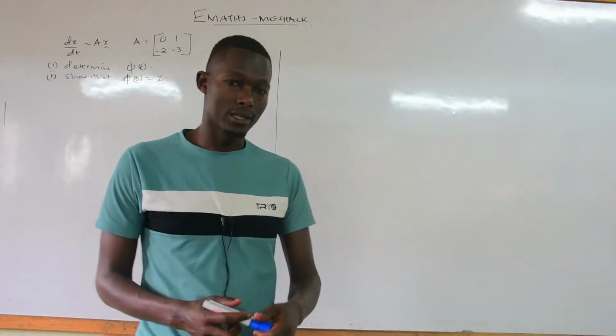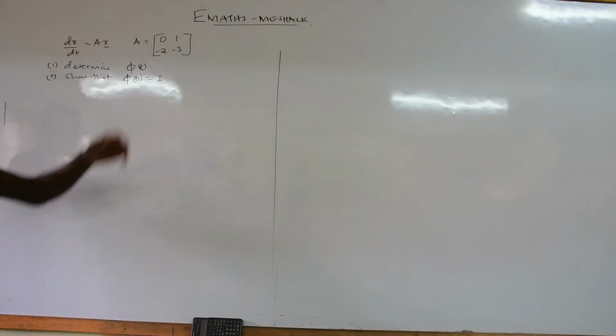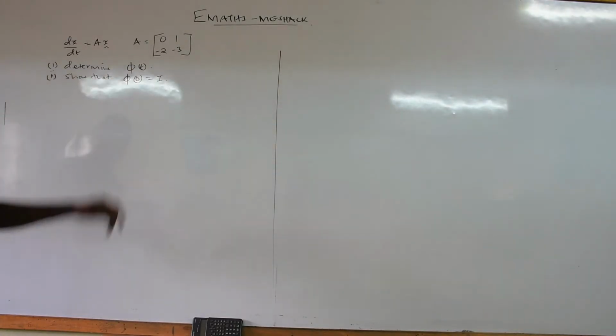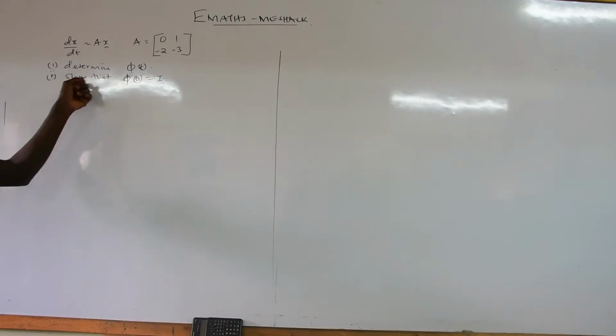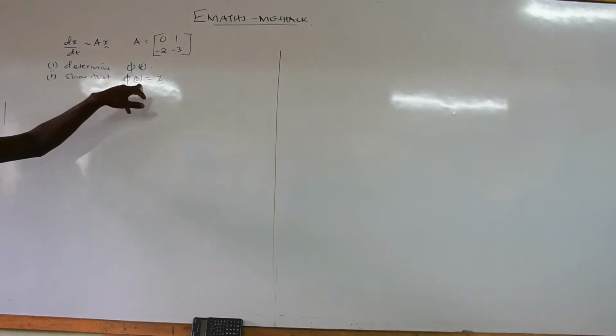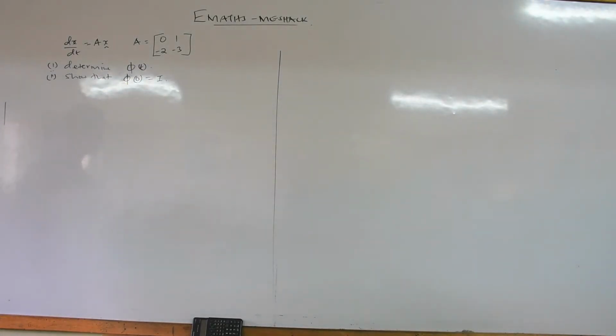Now today we're going to be looking at the second question, from the NEC 2024 series. This is from matrices 2, and you're given a differential equation, and your matrix A is given, and you're told to determine Φ(t), that is the state transition matrix. Then you show that when you place t equals 0, your answer gives you the identity matrix.